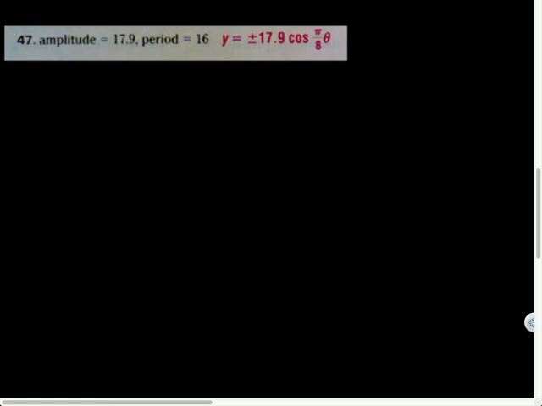So let's see. A would be plus or minus 17.9. The period was 16, and that would equal 2 pi over k, right? Yeah, all I did was divide. So to solve for k, I'd multiply both sides by k.